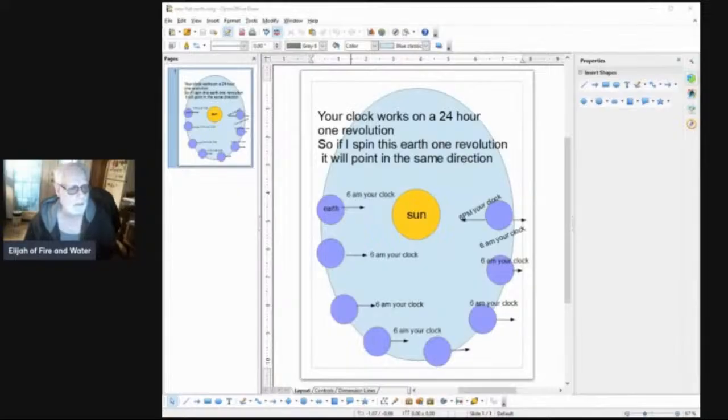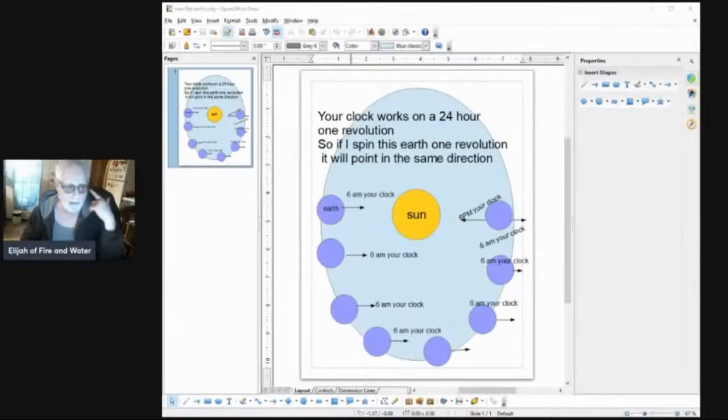And so your clock works on a 24-hour, one revolution. If you were standing in a room with a light bulb and you were looking at your watch and it was 6 o'clock in the morning and you're looking at the light bulb in the middle of your room, and you used an example of walking around as one 24-hour spin on your clock, if you followed your clock with your body and you went around the room to the other side of the room in 24 hours, you'd be facing away from the light bulb. That's the problem. Our time is wrong.